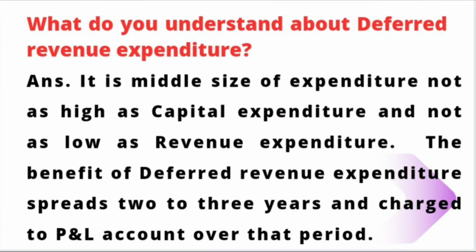So these are the questions asked at various interviews in different companies, as I told initially. Next question: what do you understand about deferred revenue expenditure? It is middle size or medium size of expenditure, not as high as capital expenditure or not as low as revenue expenditure. The benefit of deferred revenue expenditure spreads 2 to 3 years and is charged to profit and loss account over that period.